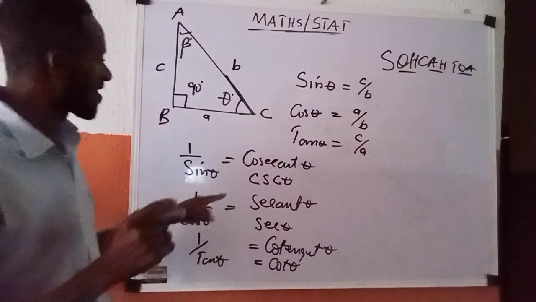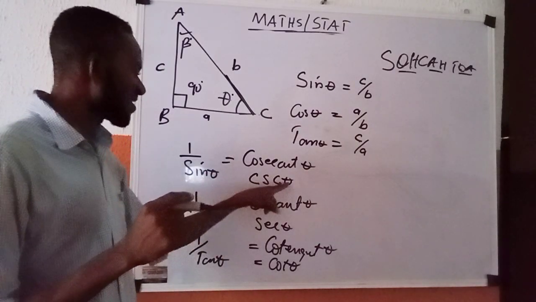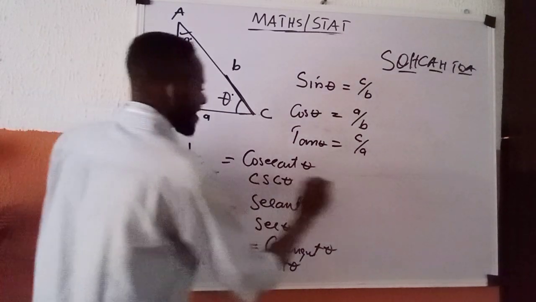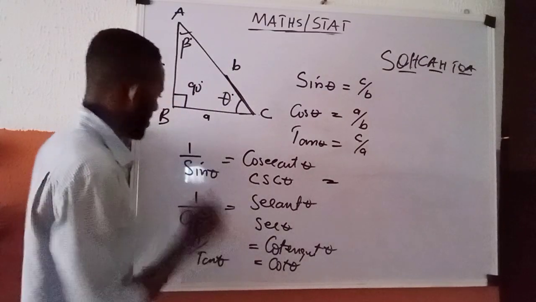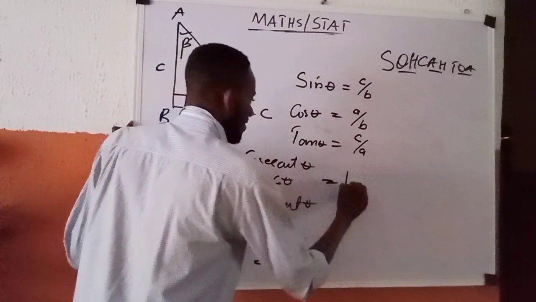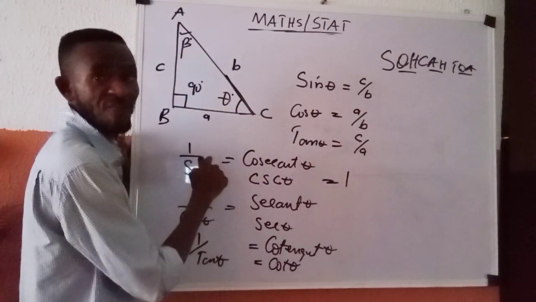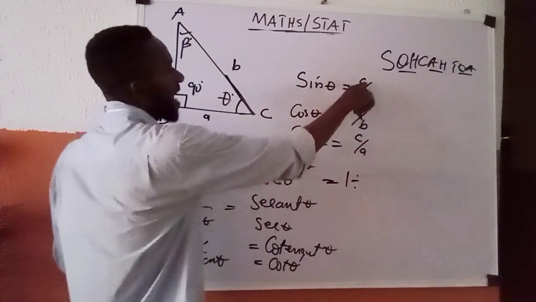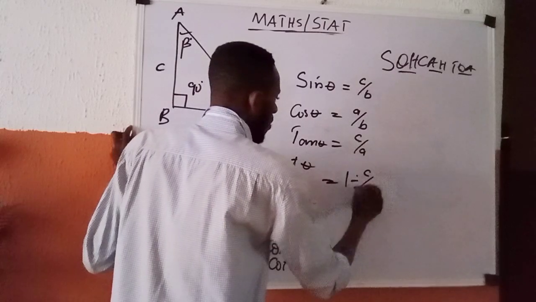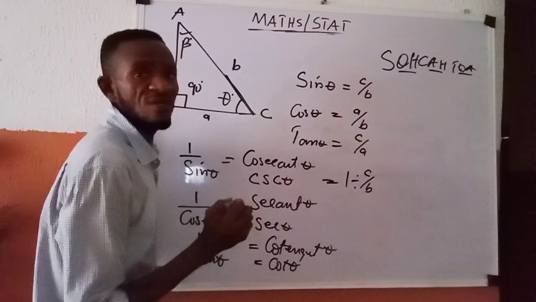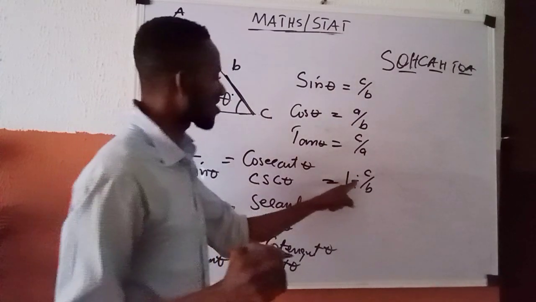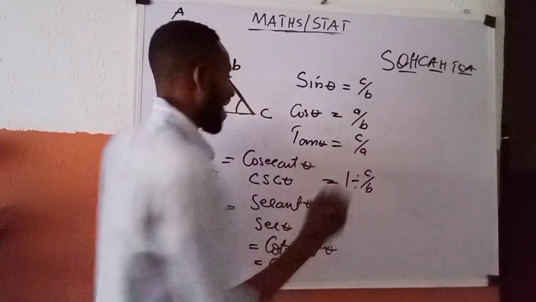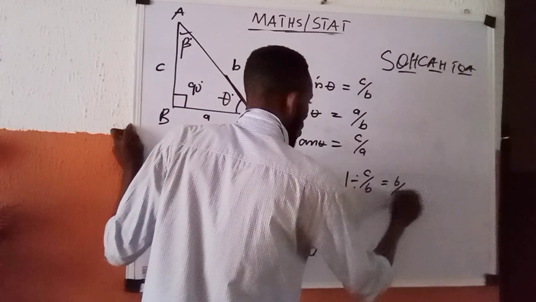So how do we now see this? We are saying that CSC theta is 1 over sine theta. So this implies that I have 1, and this sign here means divide by. Sine theta is already written as C all over B. So I have 1 divided by C all over B. When this changes to a multiplication sign, the denominator goes up and the numerator comes down. Then this becomes B all over C.